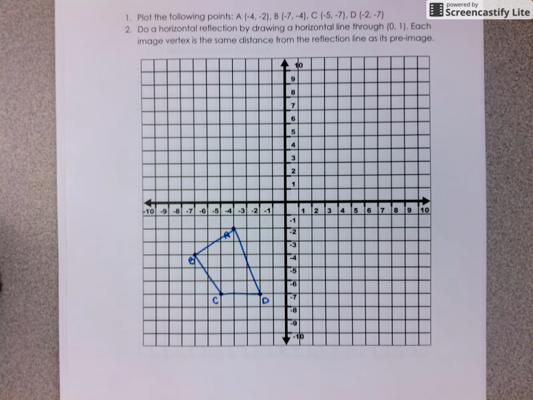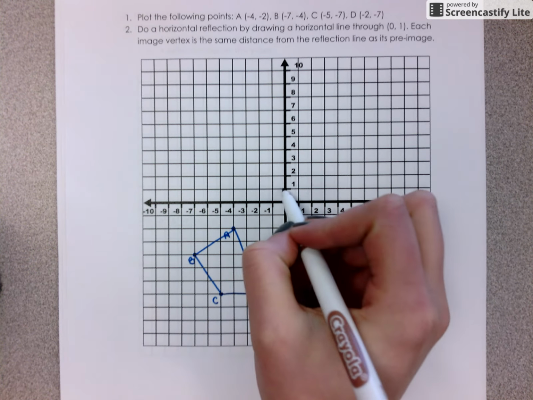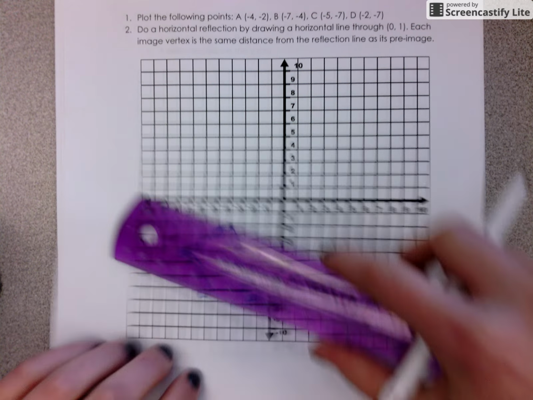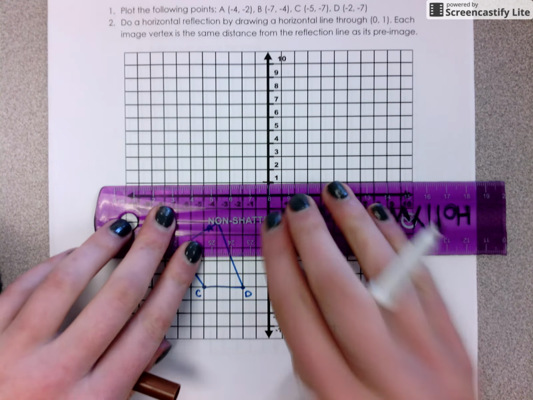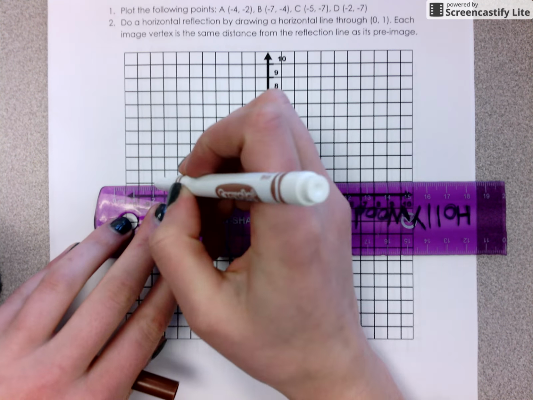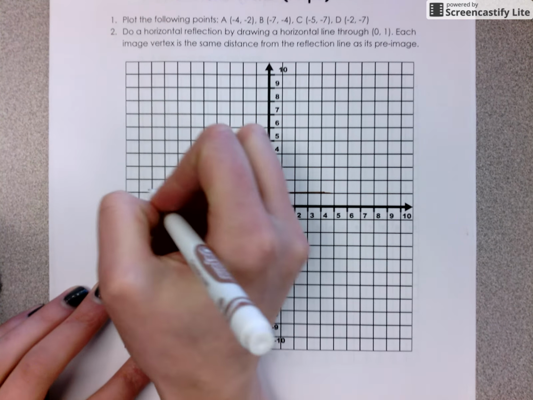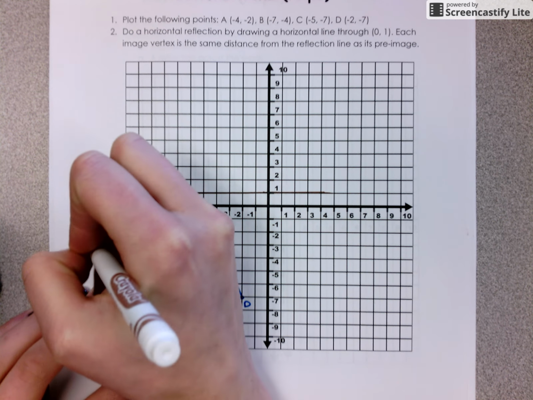So what we're going to do now is step 2, do a horizontal reflection by drawing a horizontal line through 0 and 1. So 0 and 1 would be 0 over 1 up, which would be right there. So you want to draw your horizontal line there. I'm going to use a ruler. You don't have to. You should be able to follow that straight line that they give you. And this is, again, our line of reflection.